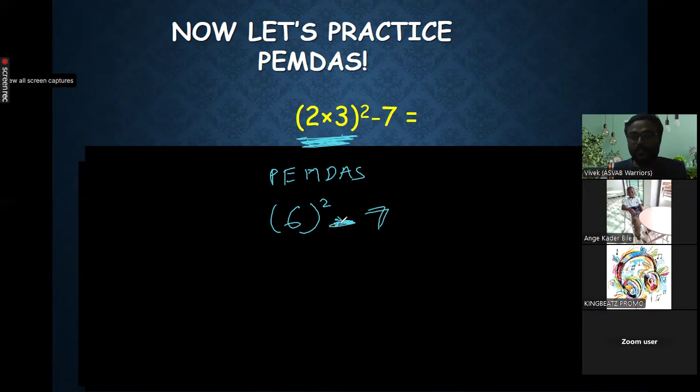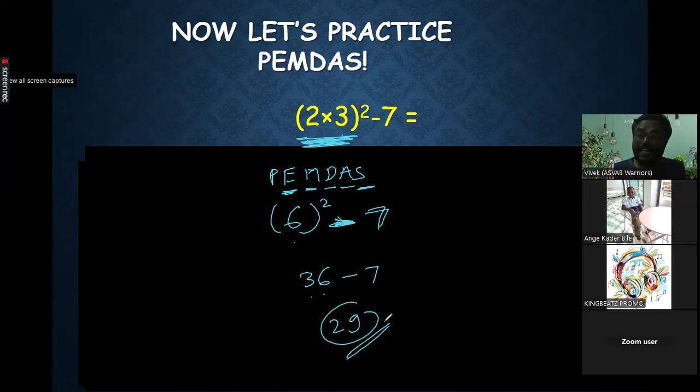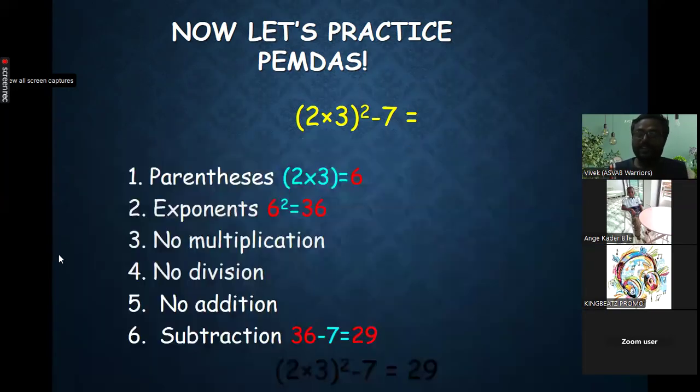Now, this is the first step that we do. Do we have an exponent? Yes. So 6 to the power 2 is 36, minus 7. Do we have multiplication? No. Do we have division? No. Do we have addition? No. We have only subtraction. Yes. 36 minus 7 would be nothing but 29. That will be your answer. Easy peasy, lemon squeezy.